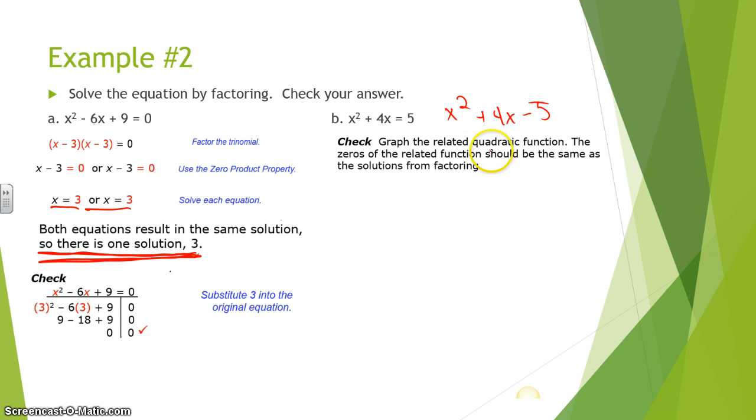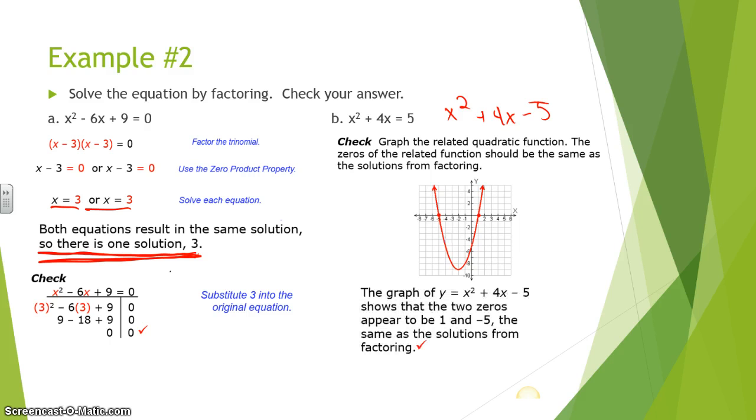Here it says graph the quadratic function. The zeros of the related function would be the same as for factoring. So when we graph this, notice we have two zeros, one that falls at the value -5, and one that falls at the value 1. So this particular question has two solutions, which means it has two zeros, the values 1 and -5. And so that's another way of solving the equation, besides factoring.